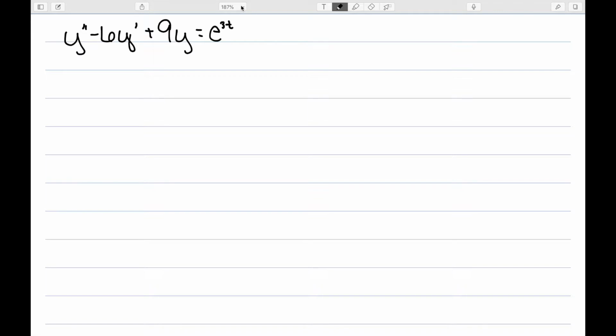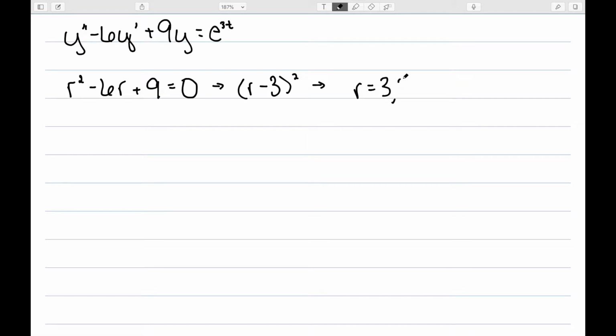Let's look at another one. This time y double prime minus 6y prime plus 9y equal to e to the 3t. For my complementary solution, I need to start by solving my quadratic. This would be r squared minus 6r plus 9. And for complementary solutions, we let these be equal to 0. This can be factored into r minus 3 squared, which tells me that my roots are just 3 and 3.